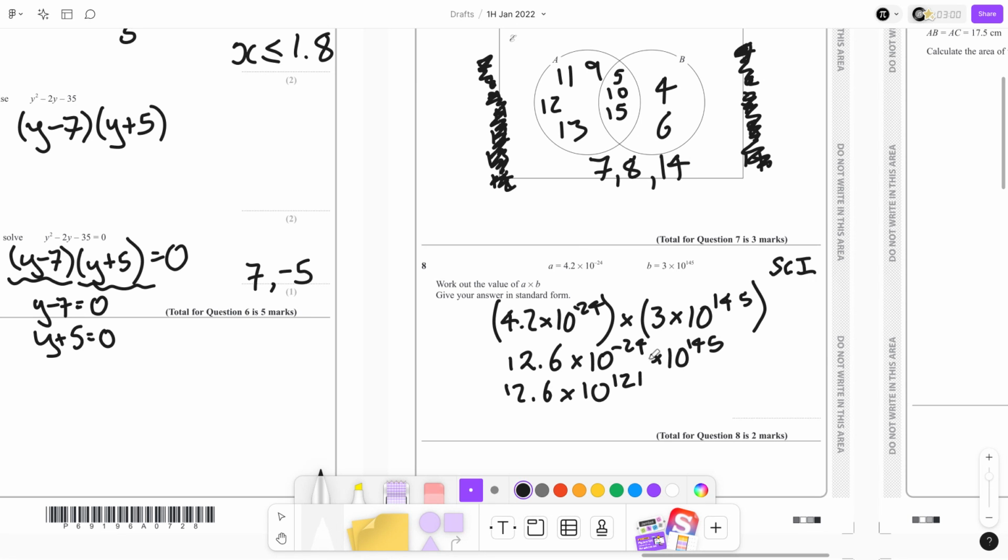However, this isn't standard form, because in standard form the number must be less than 10. So 12.6, we've divided that by 10, so we've got to make the power 1 bigger. So it's actually going to be 122. So this is 1.26 times 10 to the 122.